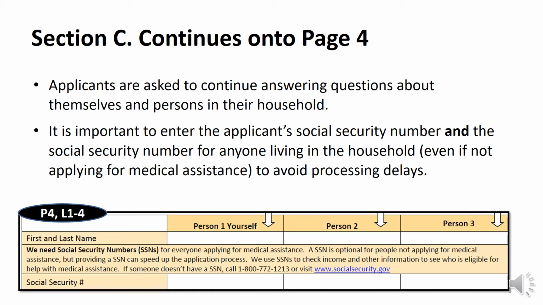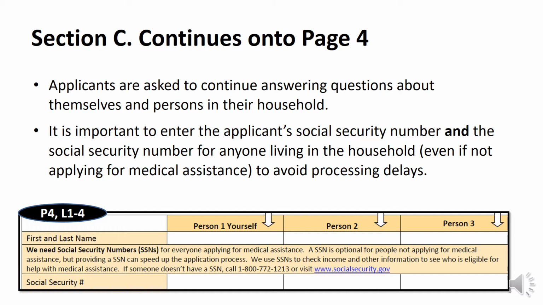Applicants are asked to continue answering questions about themselves and persons in their household. It's important to enter the applicant's Social Security number and the Social Security number for anyone living in the household, even if not applying for medical assistance, to help avoid processing delays. Note, the eligibility team needs Social Security numbers for everyone applying for medical assistance.